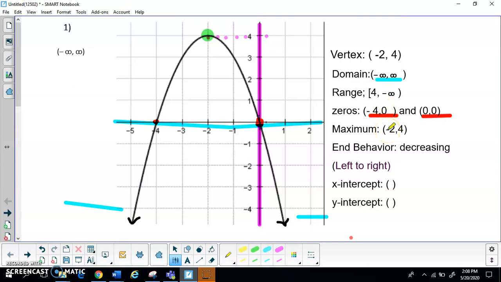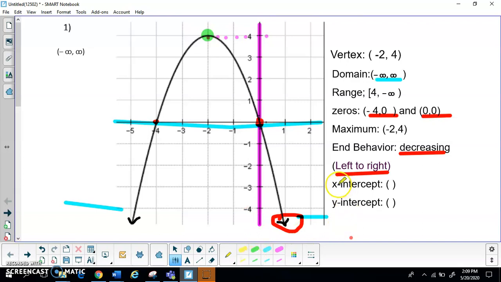Now the next term that we have to get familiarized with would be the end behavior of the function. This function, if you look from left to right of the graph, the end point is pointing towards the bottom of your y-axis, so therefore it's decreasing because it's going down. Always look at the graph from left to right direction.